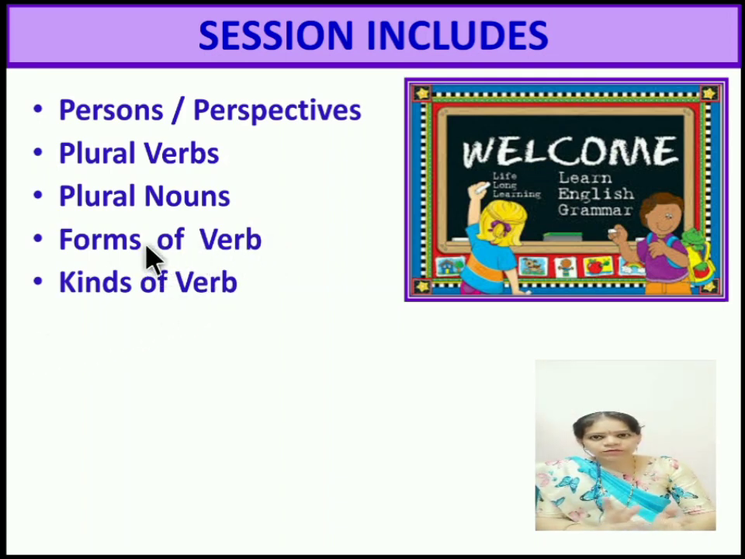Forms of verbs is V1, V2, V3, the past, the present and the future, all the participles or the gerund forms and all. Kinds would be the main verb, the helping auxiliary and all. Basic fundamentals to make a proper and accurate sentence.